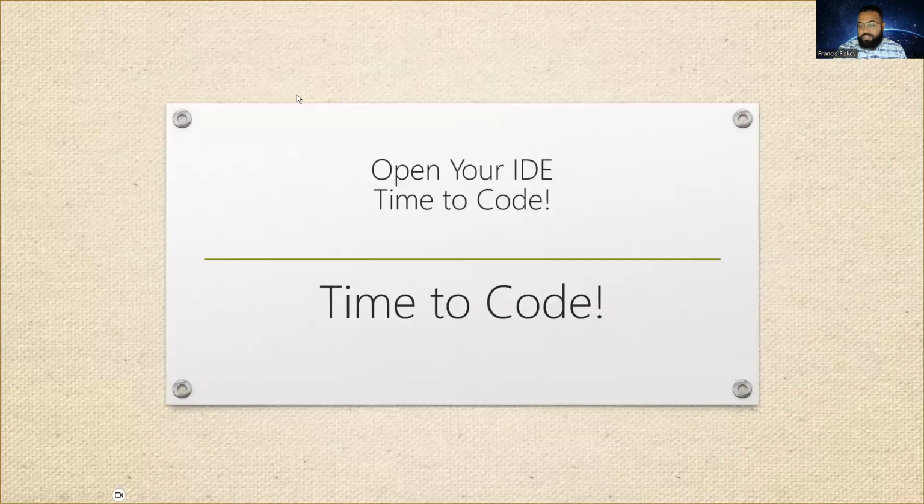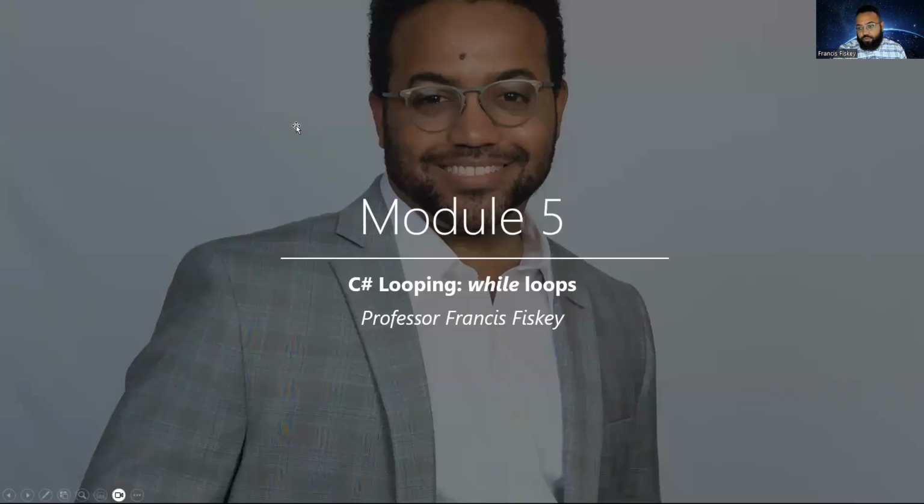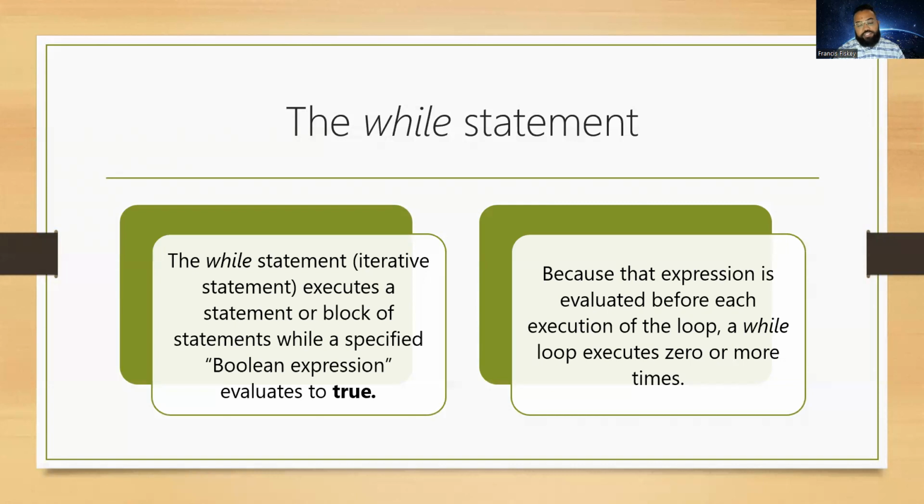So, what is a while loop? What is a while statement? Well, a while statement is an iterative statement, just like other loops are, for each, and whatnot. And what while statements or while loops allow us to do is to loop through a specific block of code based upon the assumption that a Boolean expression evaluates to true.